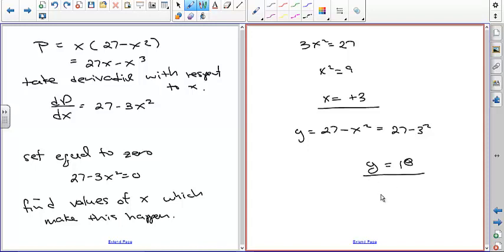And then the question about is it a minimum or maximum, what you would do then is take the second derivative.